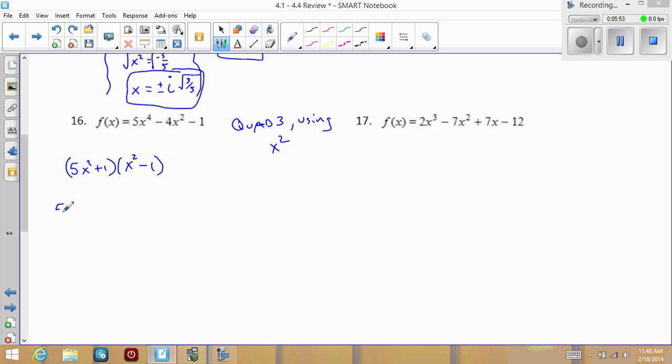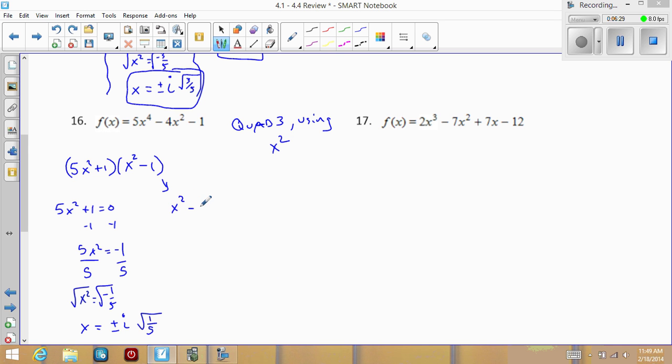So when we set each one of those equal to 0, subtract 1, 5x squared equals negative 1, divide by 5, x squared equals negative 1/5. Take the square root, and we get x equals positive and negative. Because of the negative underneath the radical, we have an i, and then we have the square root of 1/5. Again, you can rationalize it, but I'm not going to worry about it.